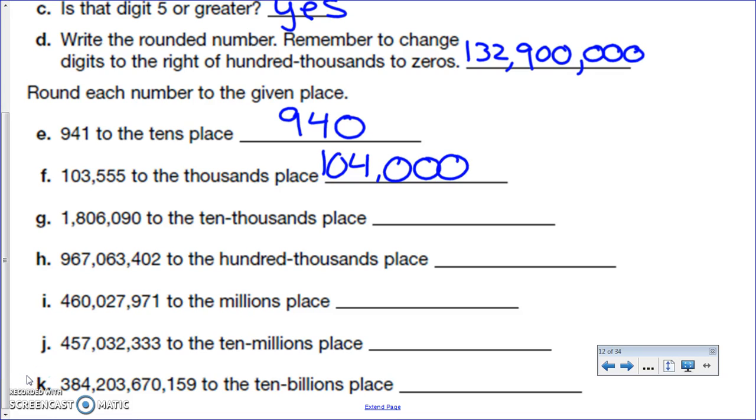For G, round 1,806,090 to the 10,000s place. If we look at the 10,000s place, there's a 0 there, but there's a 6 to the right of it, so it's going to round up to 1,810,000. For H, we have 967,063,402 to the 100,000s place. Again, we have a 0 in the 100,000s place, and we have a 6 to the right of it, which means it's going to round up. So we're going to get 967,100,000.